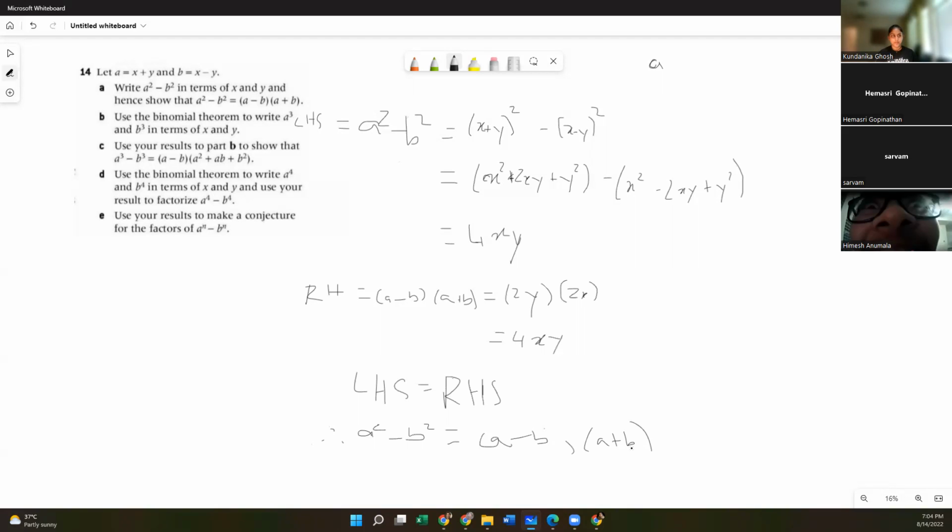Can you just go over all of it, like a brief look? Okay, we'll just talk over it. So we want to prove that a squared minus b squared equals a minus b into a plus b, correct? Your left-hand side is a squared minus b squared, which is why I wrote LHS equals a squared minus b squared. We want to write it in terms of x and y, and they give us a equals x plus y and b equals x minus y. So a squared will become x plus y whole squared, minus b squared will become x minus y whole squared.